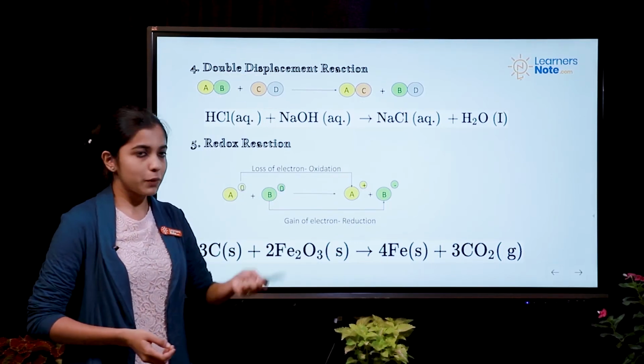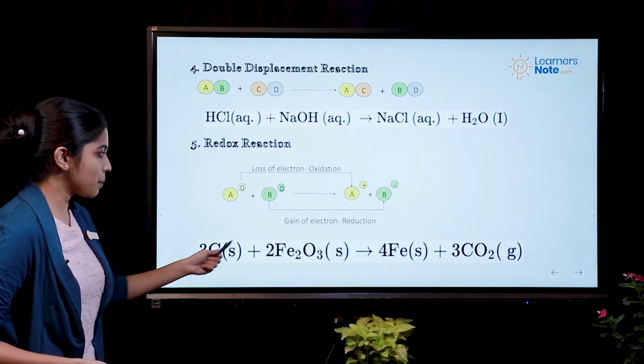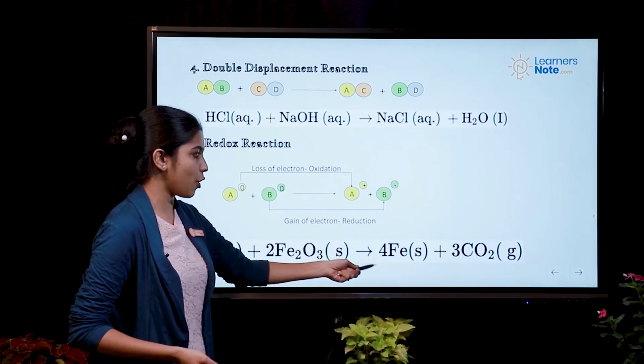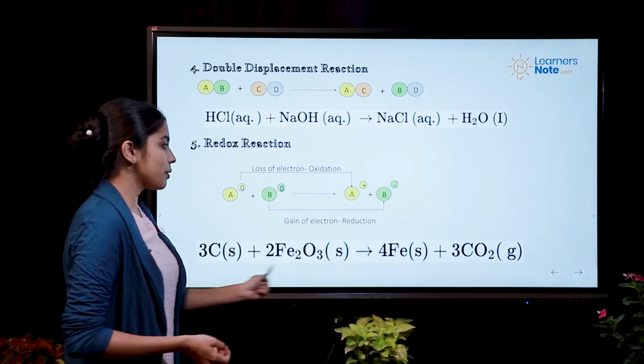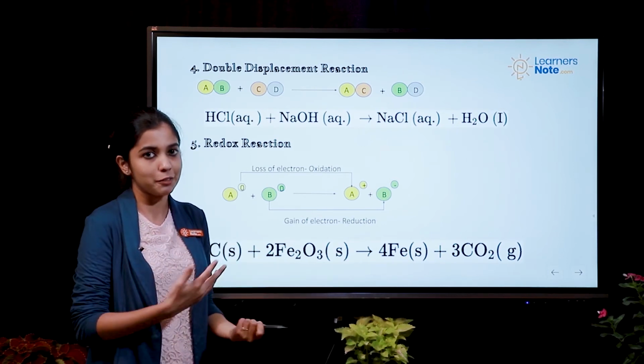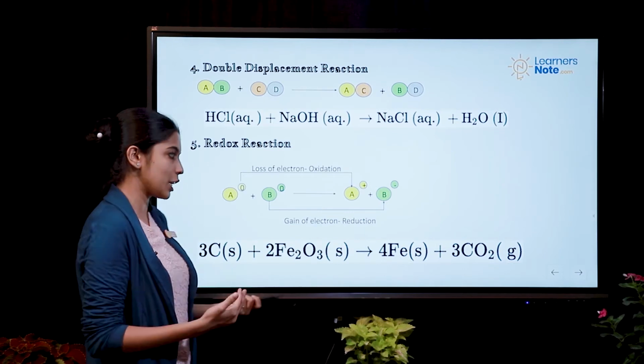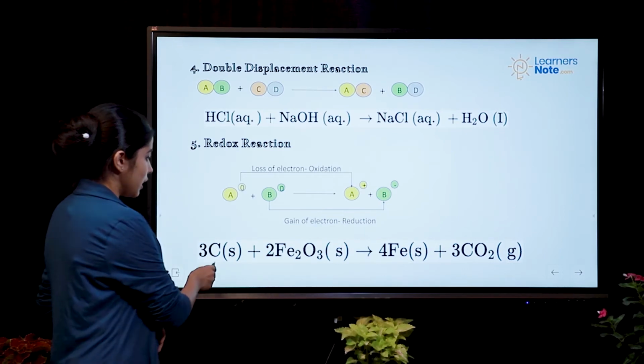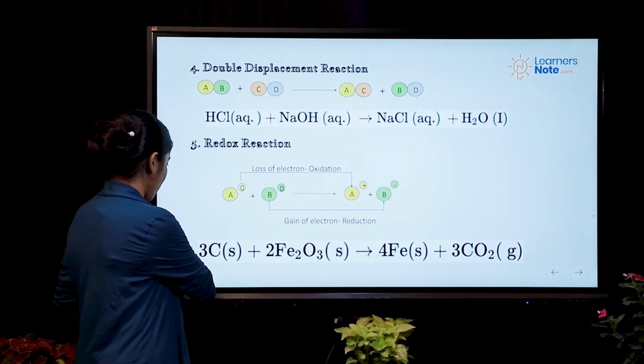Now we will see an example for redox reaction. Here you have carbon and an iron oxide reacting to form iron and carbon dioxide. This is a very simple equation, and just by seeing it, you can identify where oxidation and reduction are taking place. Here you can see the reactants are carbon and iron oxide.